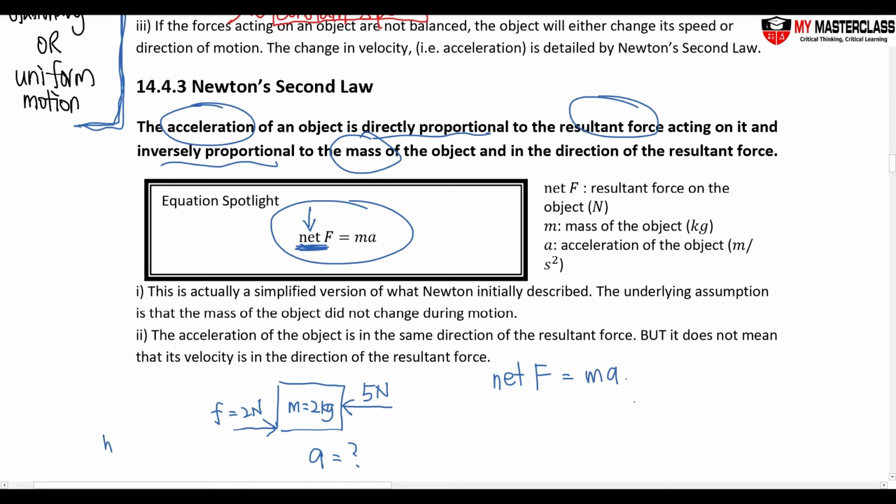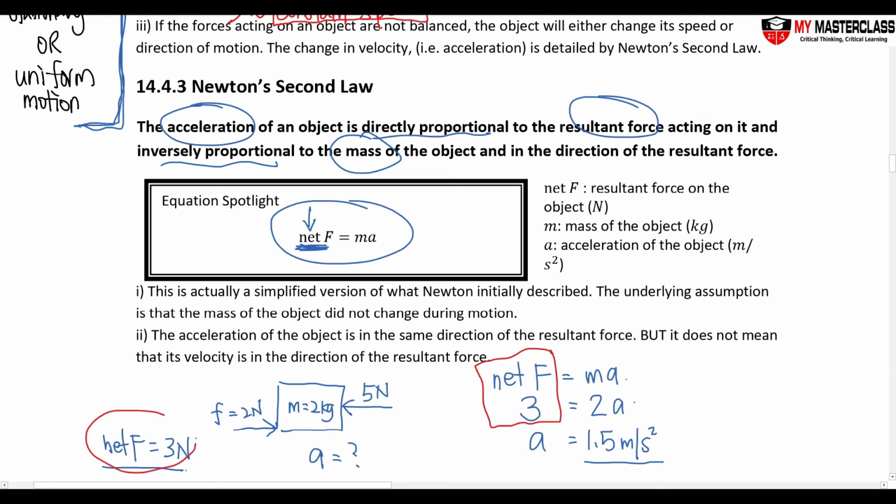The net force on this object is actually 3 newtons, because 5 minus 2, they are acting in opposite directions. So 3 here. Mass is 2 kg. Let me sub in the 2, a, which means that a is 1.5 meters per second squared. To sub in the net force of 3, I must use this one. I cannot use 2, I cannot use 5. That is a very, very common mistake. So yeah, just take note of that.